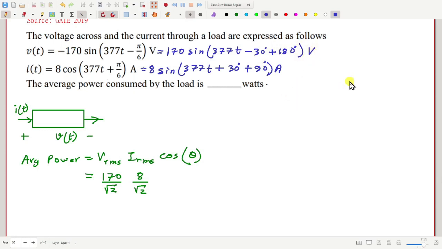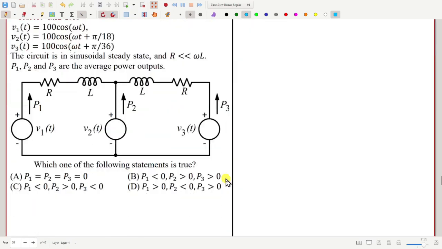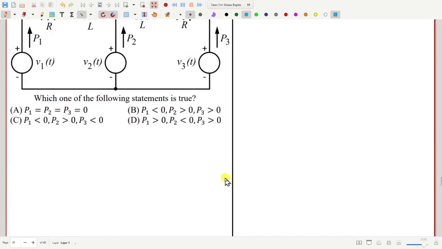Okay, so then how much is the phase difference between these two? This is 150, this is 120. So difference is 30. Okay, so cosine 30. And then you can find the value. Okay, fine. This question maybe we will take later.